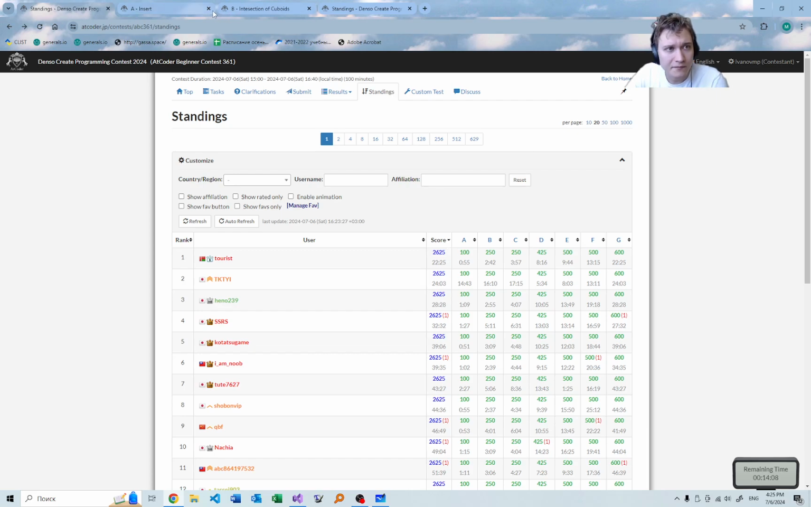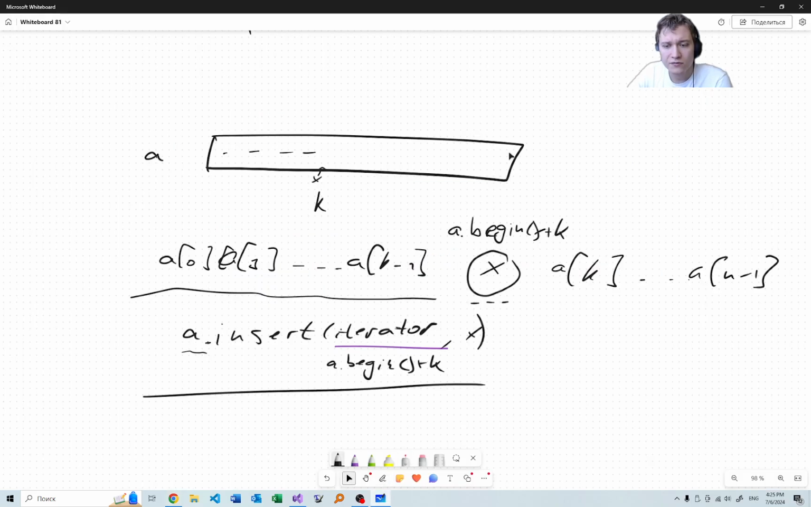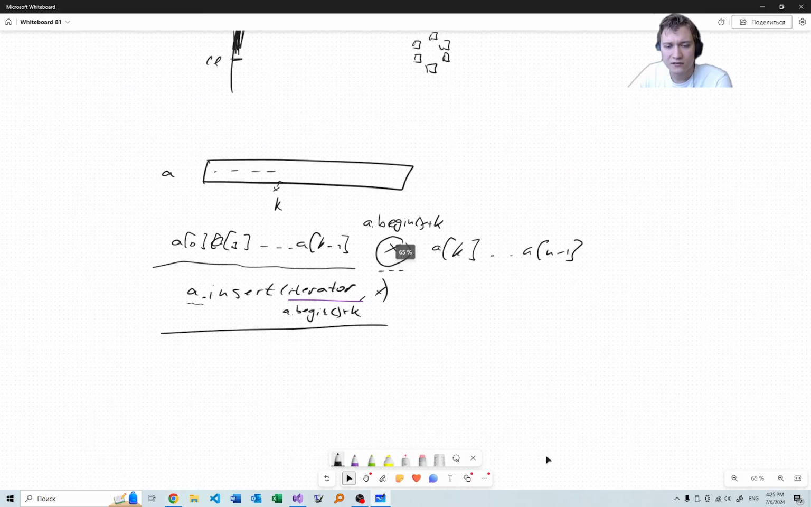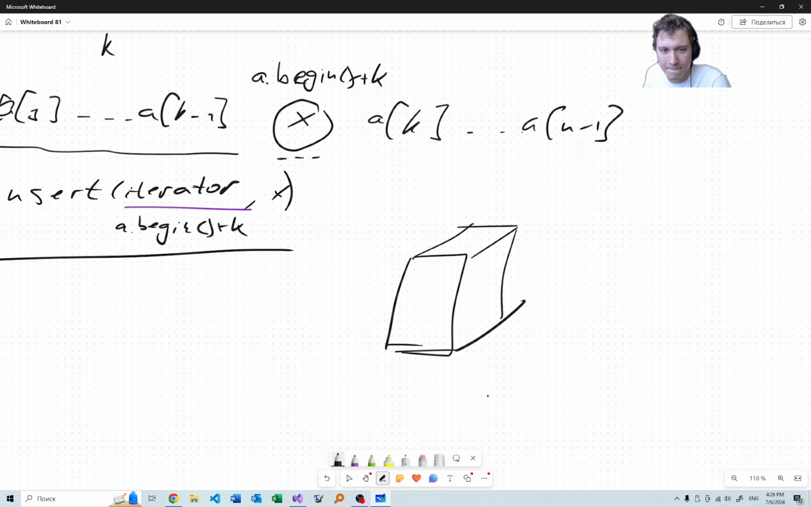Problem B. Intersection of cuboids. So there are two parallelepipeds, rectangular prisms, you can say. And we want to understand if they intersect or not.